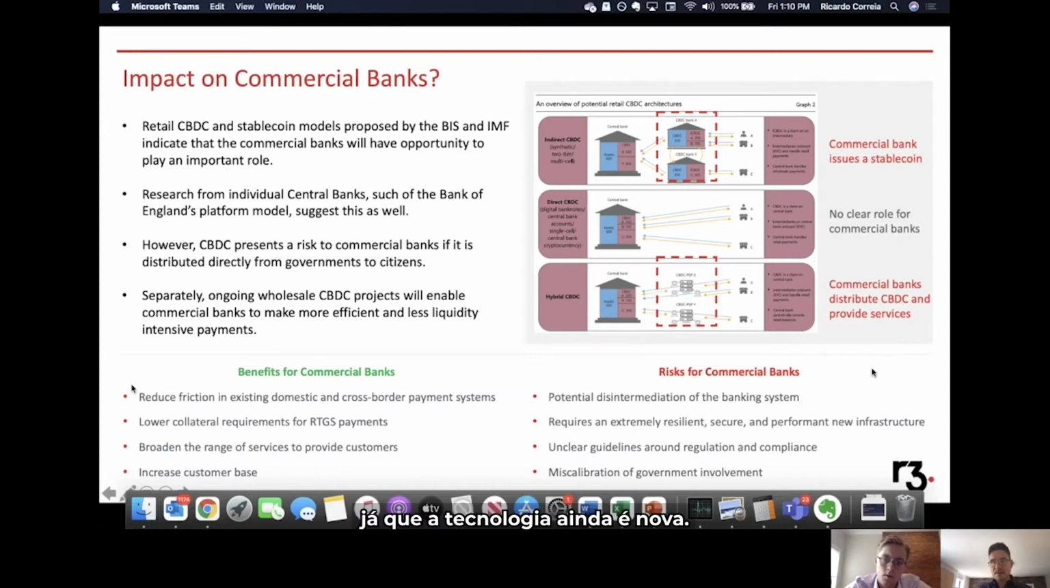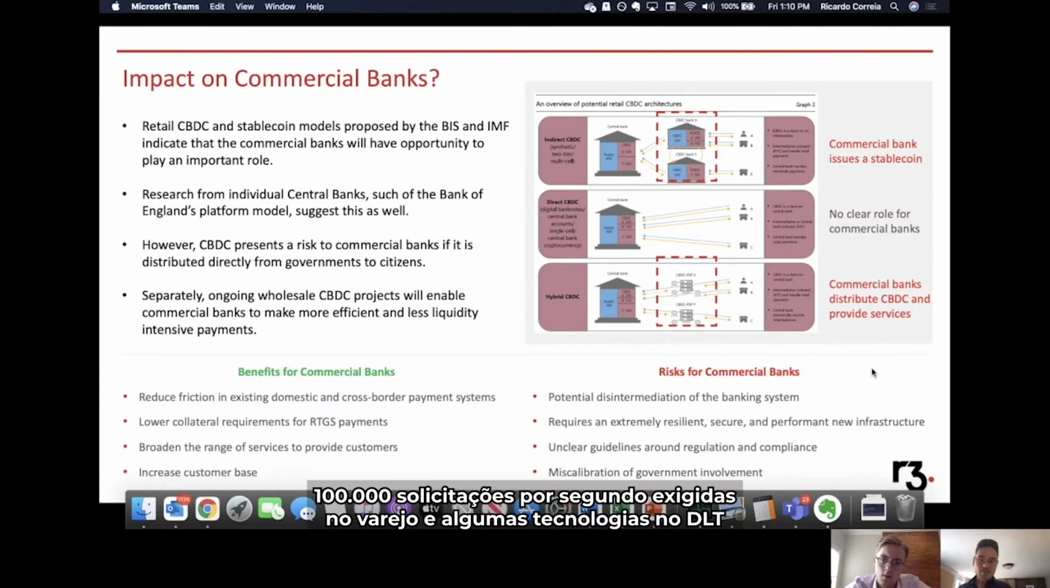But there is a risk, or perceived risk, the potential disintermediation of the banking system, as I talked about. Of course, the technology is still new, so making sure that it's fully resilient, secure, and is able to perform at retail levels. We hear numbers of up to 100,000 requests per second required at retail, and some technologies in the DLT CBDC space are slowly getting to those points, but more work to be done.